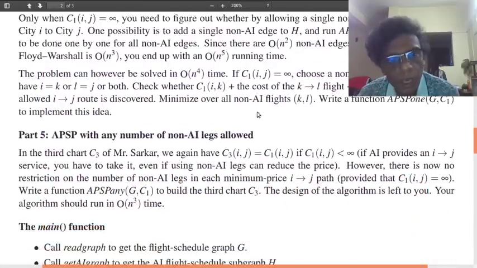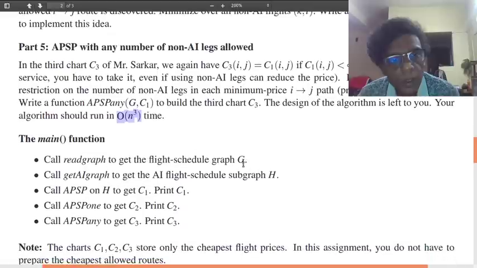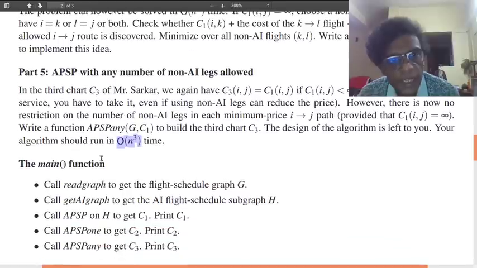So write this function and design this algorithm. It should run in big O of n cube time. So call read graph, get AI graph, APSP on H, then APSP1 for this, APSP any for this.